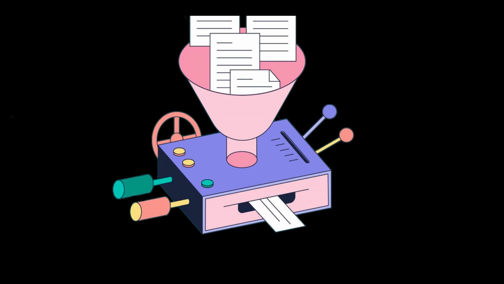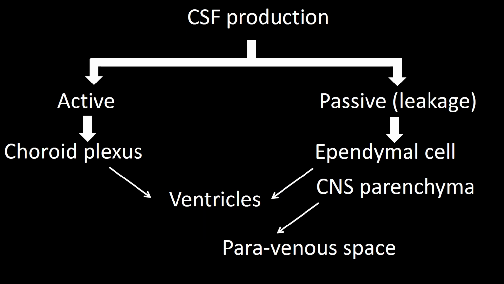So let's summarize these important points. This chart gives you an overview of the site, mechanism of CSF production and their site of release. Active secretion by the choroid plexus is classically considered the source of most CSF. Choroid plexus CSF production spills into the ventricles. The mechanism of CSF production at the choroid plexus was explained in the prior video labeled Ventricular System Part 1. Leakage from ependymal cells contributes to CSF volume. Leakage from the ependymal cells also spills into the ventricles.